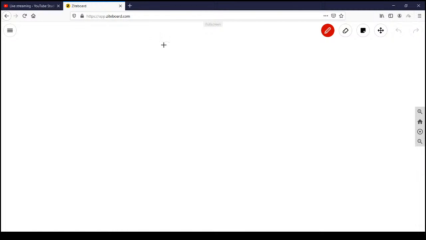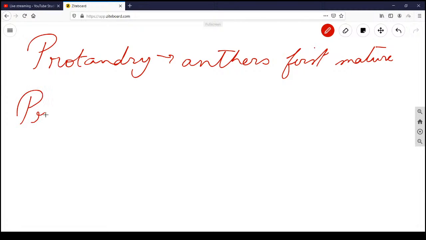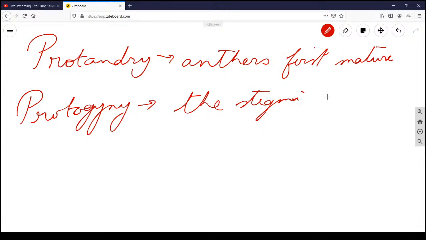In dichogamy, in bisexual flowers, anthers and stigma sometimes mature at different times. There are two types. One is known as protandry. In protandry, the anthers mature first, but the stigma matures later on. Then we have protogyny. In this case, the stigma of the carpel matures earlier than the anther. So here the stigma matures first.